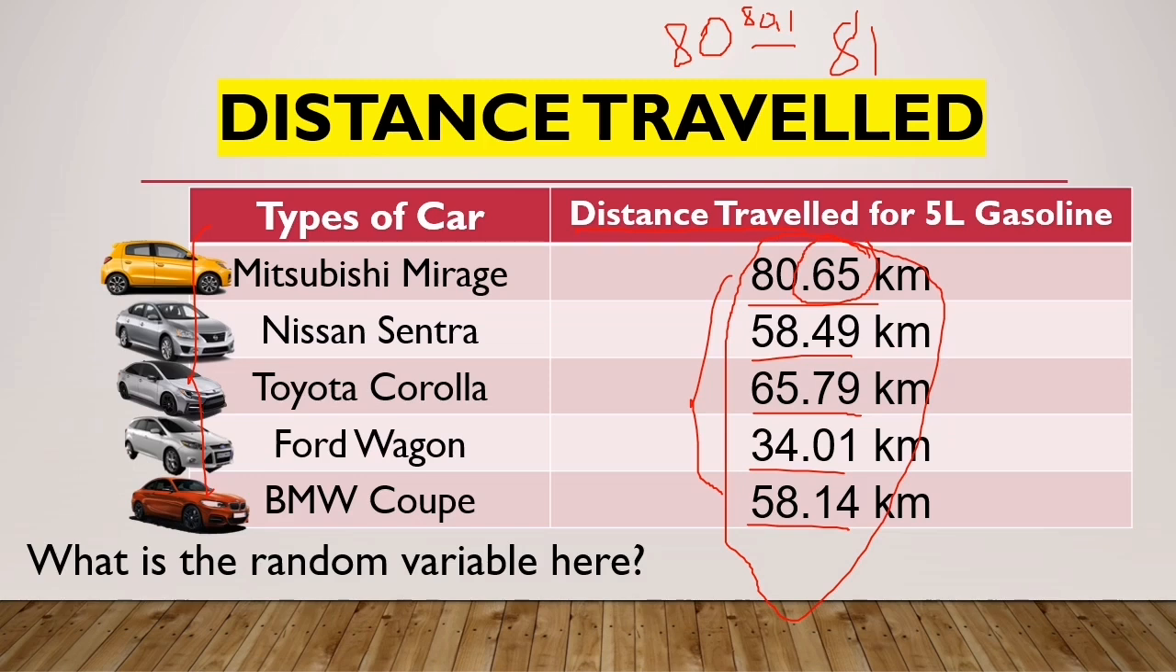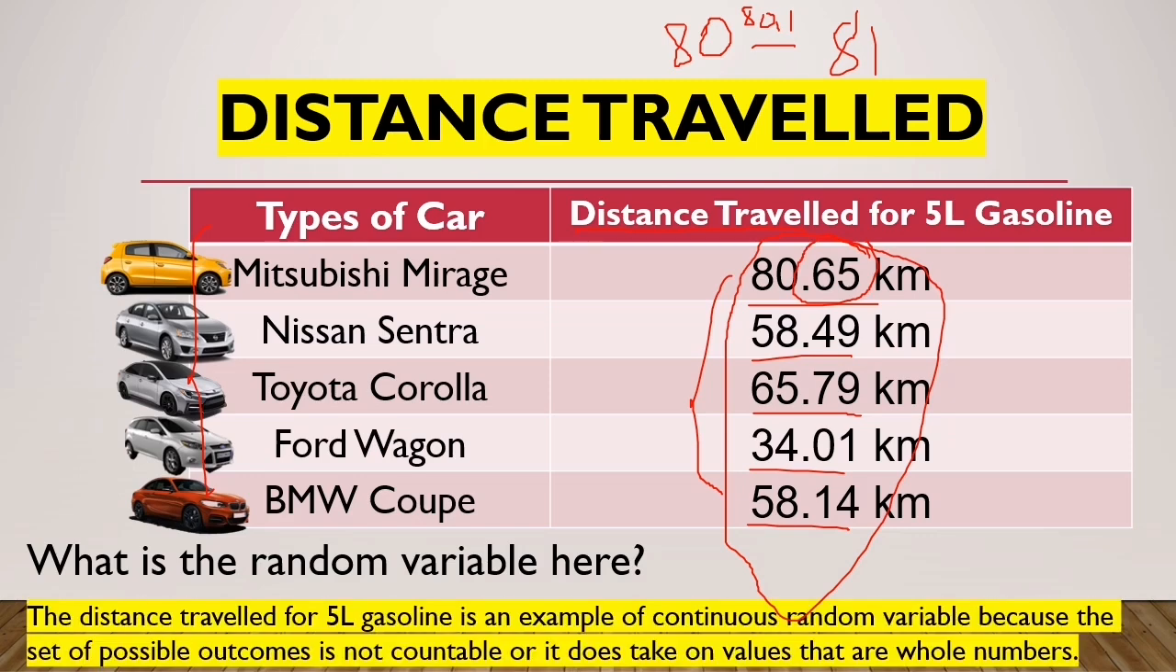Now, the question is, what do you think is the type of our random variable? What kind of random variable do we have here? So the distance traveled is an example of a continuous random variable because the set of possible outcomes is not countable. We cannot count the distance, and it does not take values that are whole numbers. So if we are trying to understand continuous, then we can have a shortcut: it is expressed in decimal form.